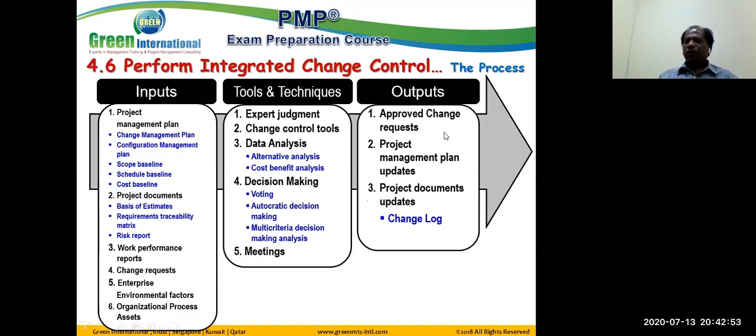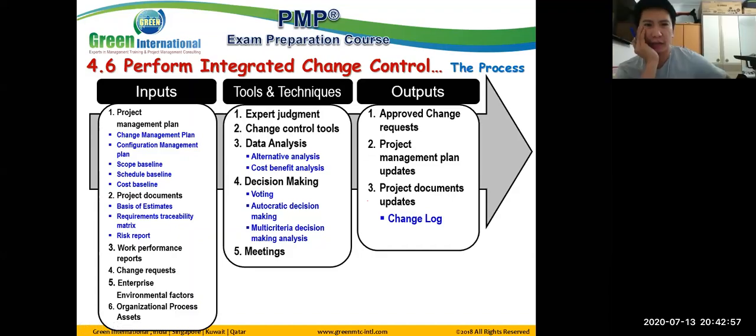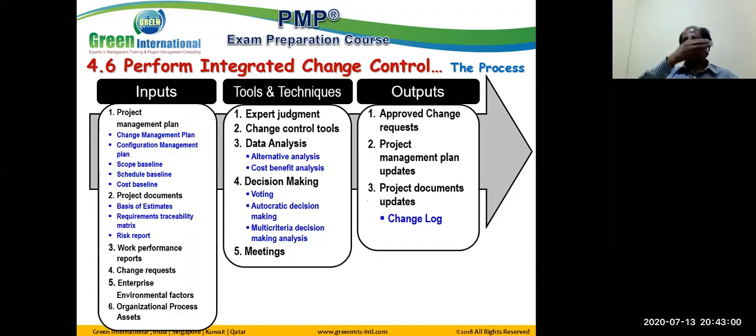Okay, so after the approval, what will you do? You go to updating the project management plan. So you take the approval, go to the develop project management plan process, the planning, and then you modify the plans. That's called project management plan updates and project documents updates. Most of the time, the project change log gets updated. The change log will show you what change was proposed, what was submitted, what was approved, and what was rejected. We can see that in the change log.